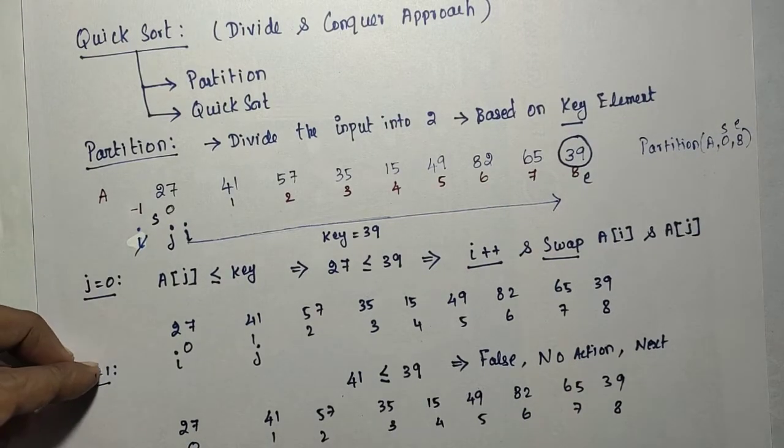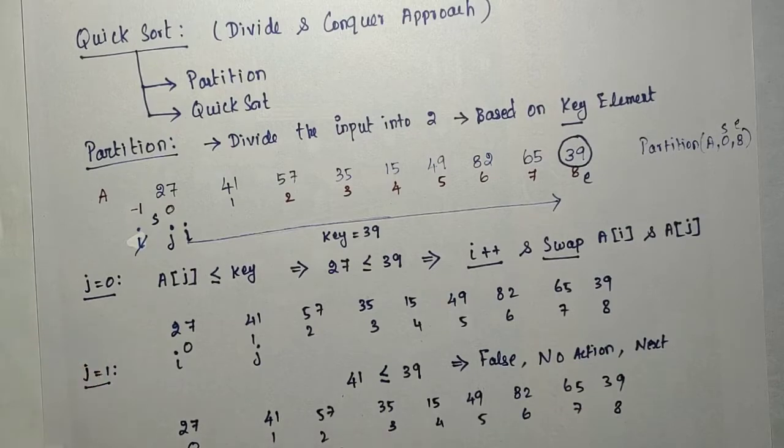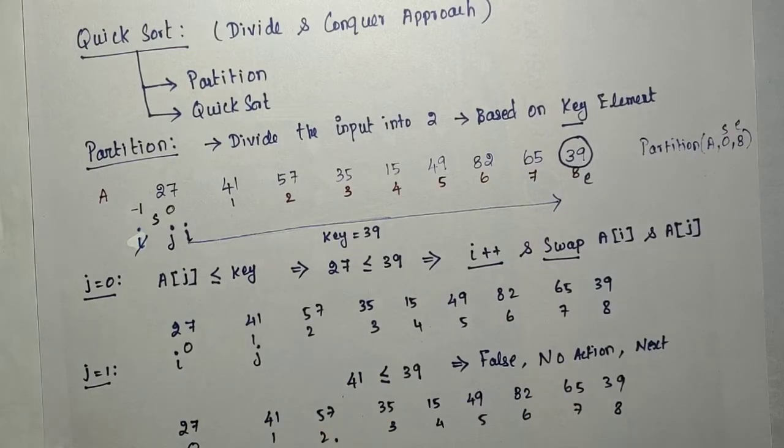Now j equal to i is pointing to this one, and j is incremented. So now j equal to 2. When j equal to 2, I need to compare that element. The jth element is now 57.